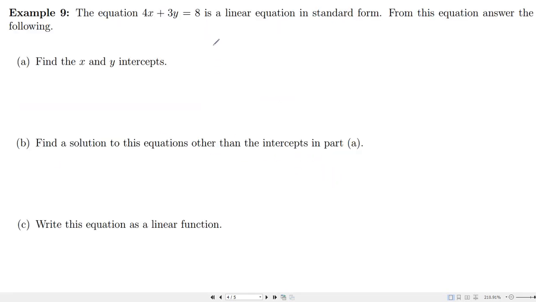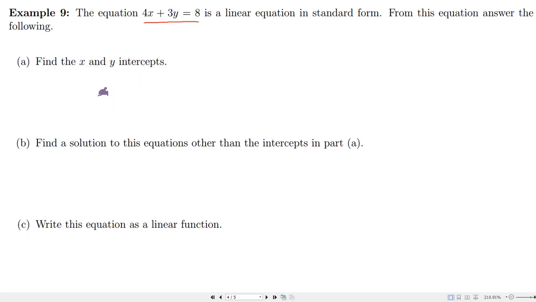So in this example, I'm giving you this linear equation, and it's written in standard form. Remember, we had a standard form for a linear equation, and it looks like this: a constant coefficient in front of x plus a constant in front of y equals a constant term. From this, we should be able to answer the following questions about the linear equation. So let's find the x and the y intercepts.